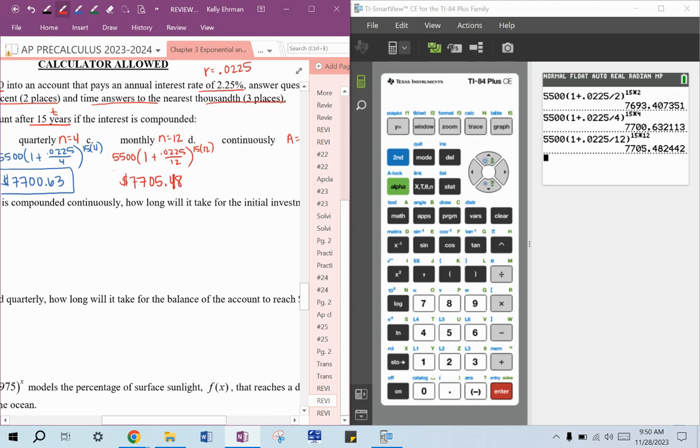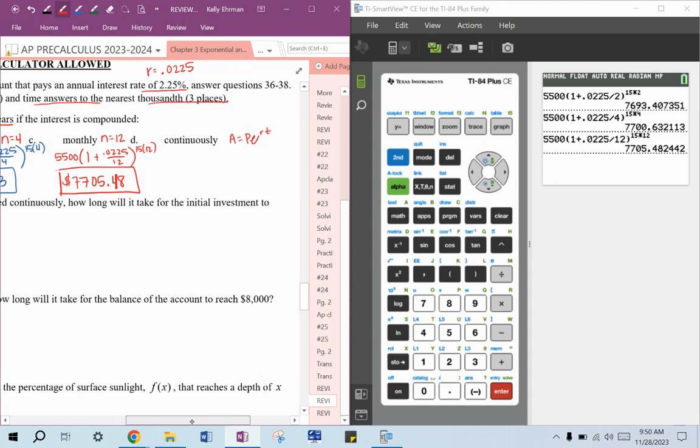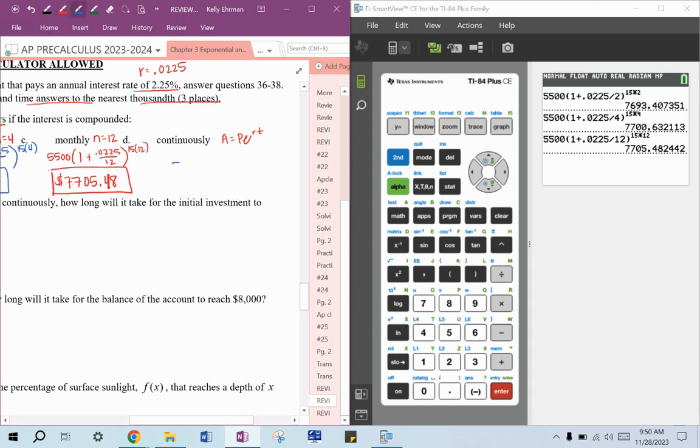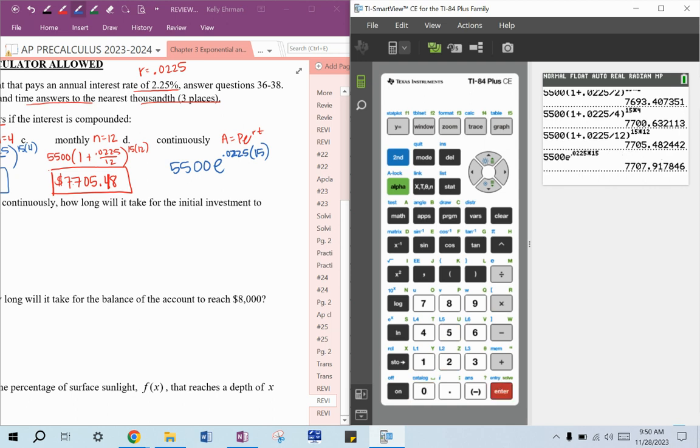And then for continuously, now it's a different formula. It's the PERT formula. So 5,500 times e to the 0.0225 times t, which is 15. So no n to type in for continuously. So this one just has to get typed in fresh. And we get 7,707.92.